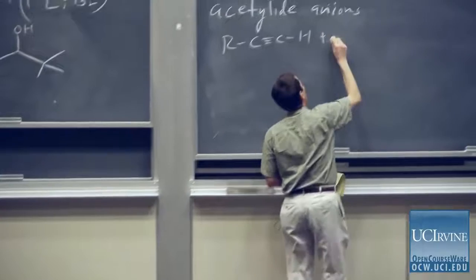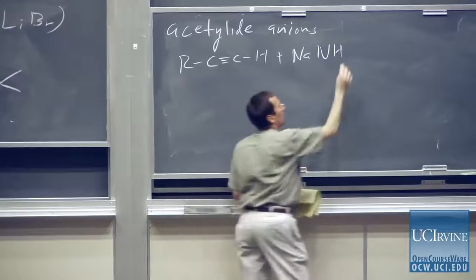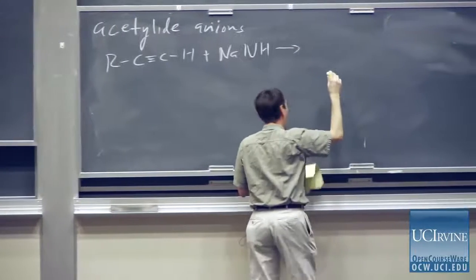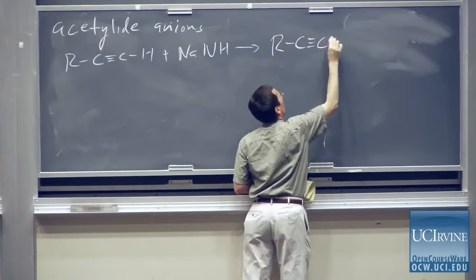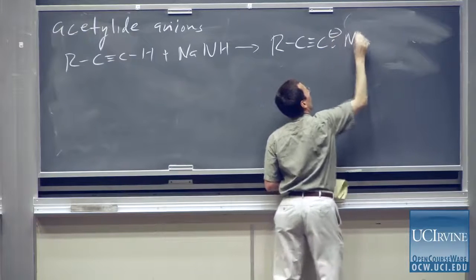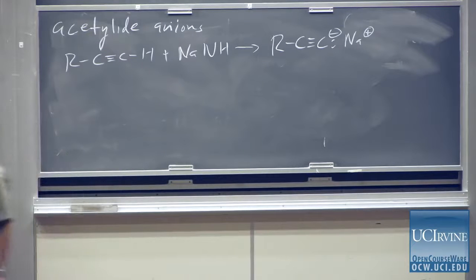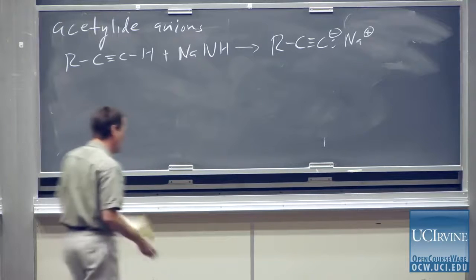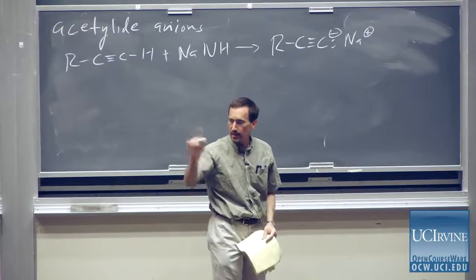So for example, if I treat an alkyne with sodamide, I get the sodium acetylide anion. Now, sodium's a little more electropositive than lithium. Lithium has an electronegativity of 1, sodium of 0.9. By the point you get to organosodium reagents, they're pretty ionic in the bond. So I generally think of these as ionic.